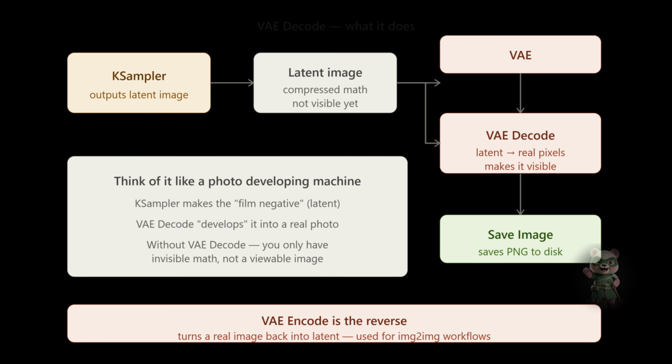Without VAE Decode, your workflow has no final output. The KSampler finishes but nothing appears on screen. It is always the second to last node in a standard workflow, just before Save Image. A simple analogy for your video: the KSampler is like a camera taking a photo onto film. VAE Decode is the darkroom that develops the film into a picture you can actually hold in your hands.